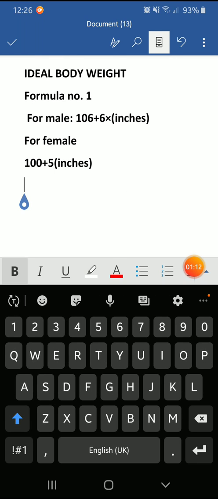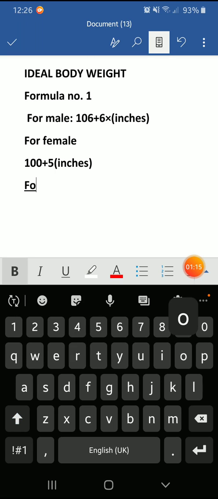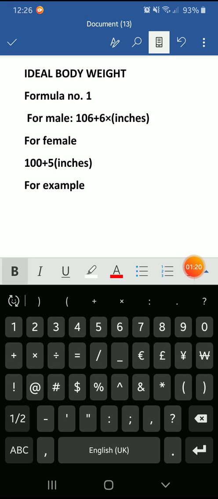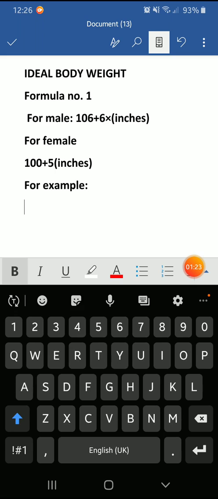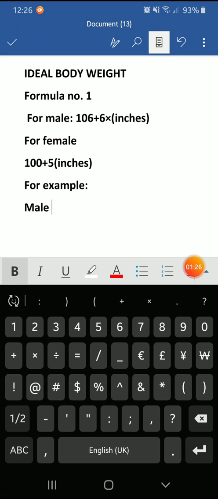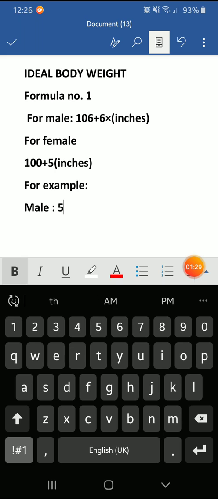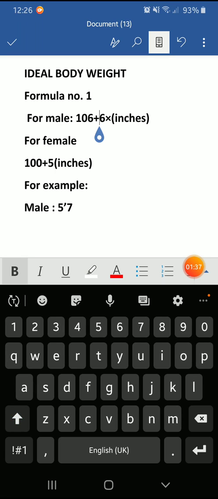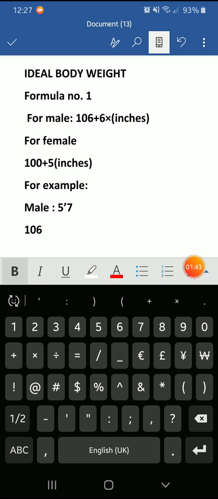Now let's take an example and see how to solve that. For example, there is a person, male, whose height is, let's consider, 5'7". So according to the formula for male, we're gonna put 106 for 5 feet plus 6 into inches, which are 7 inches. Here are the inches, so we're gonna put 7 here.